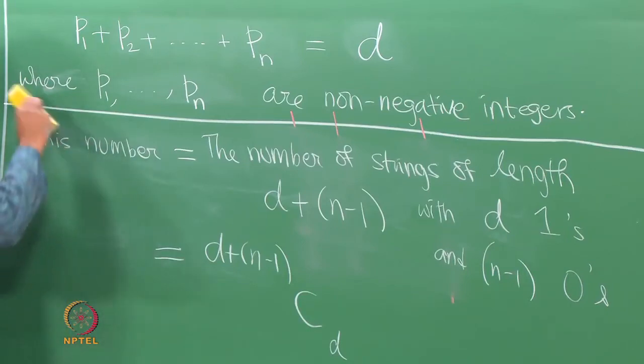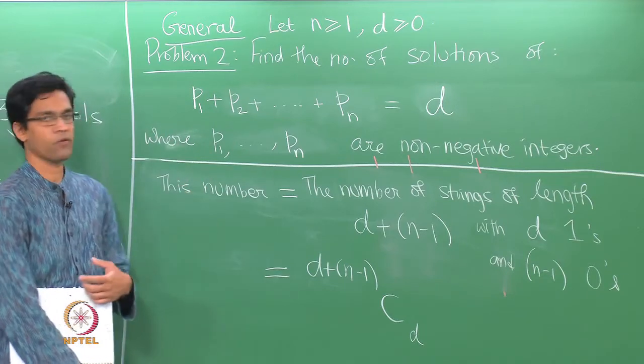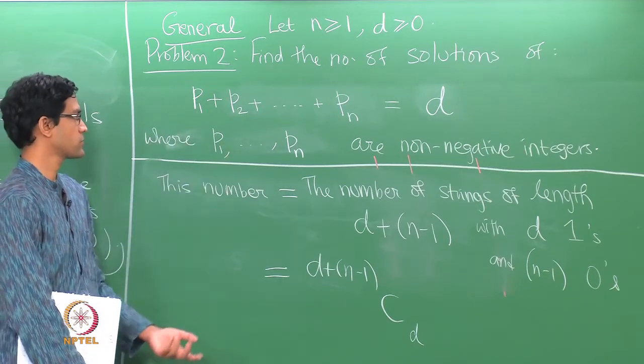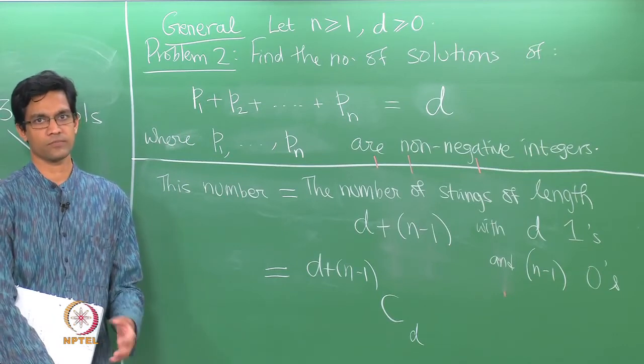Of course the same thing can be phrased in terms of balls. For instance, there are balls of n colors and you have a very large number of balls of each color, and this problem is just another way of saying in how many different ways can I pick d balls from such a box.